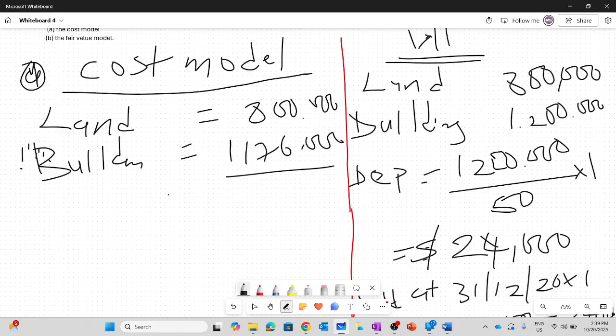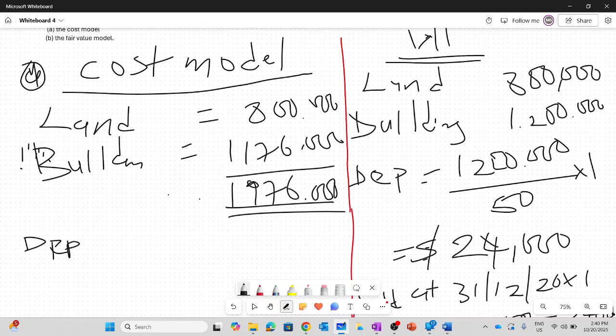So the total amount will be 800,000 plus 1,176,000. Then we are going to show the depreciation, which is 24,000. So using the cost model, this is what we are going to do.